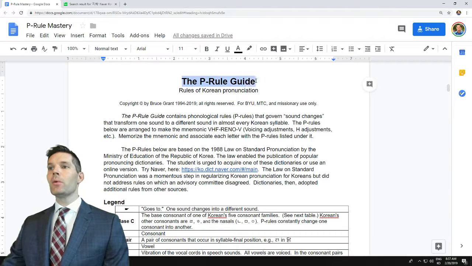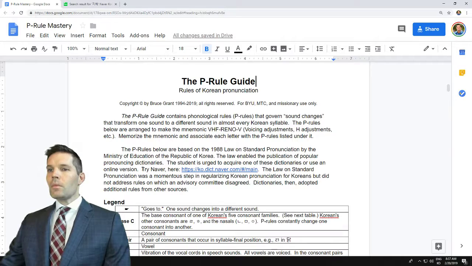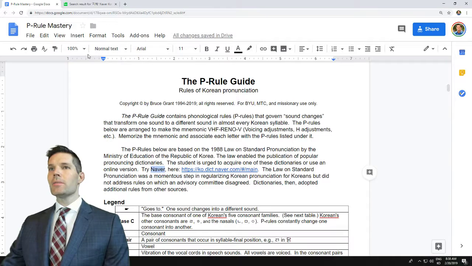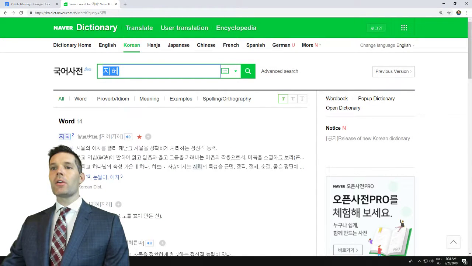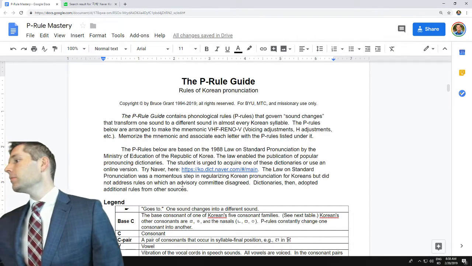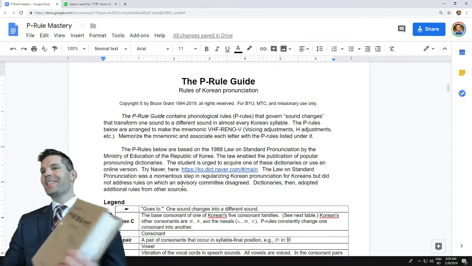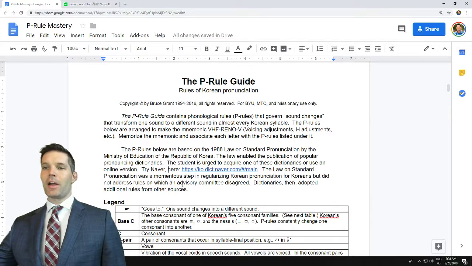As a part of the P-Rule Guide, there are, I think, 54 different sound changes that are talked about here. We included more recently a link to Naver, which is an online dictionary that contains a lot of pronunciation changes, and those standards are shown throughout the dictionary. It's a lot better than having one of these big bulky ones like this. This is all I had, but now everything's online, which is great.